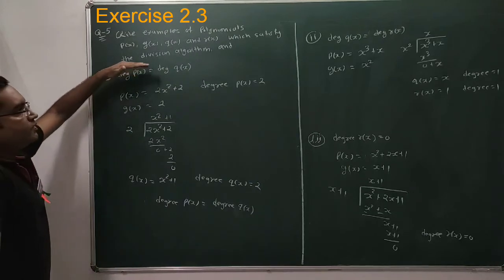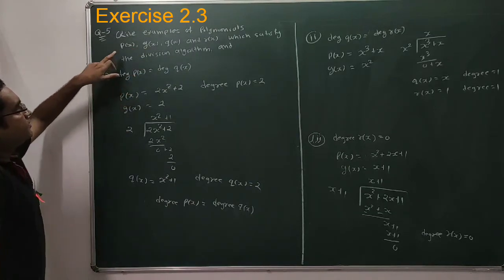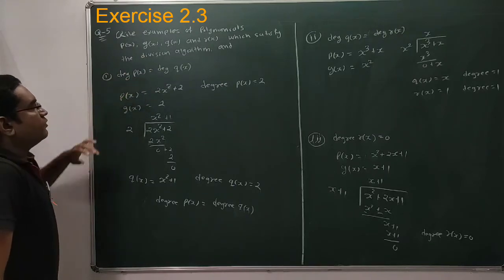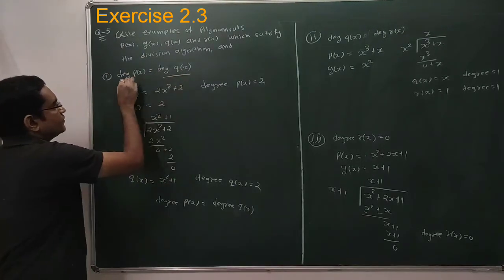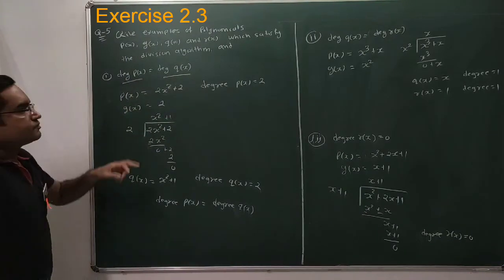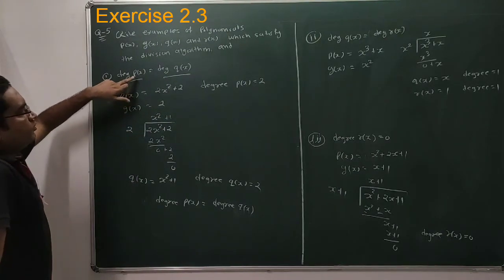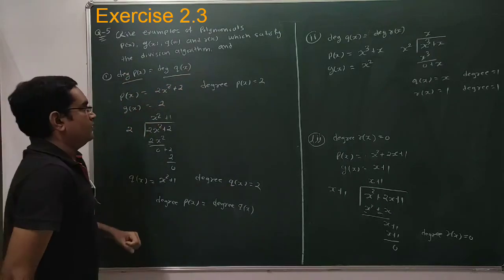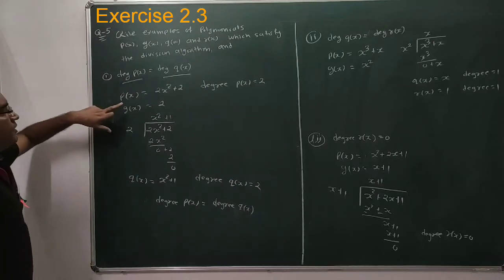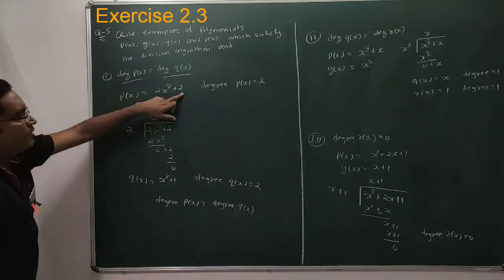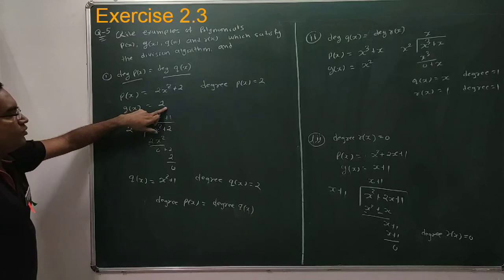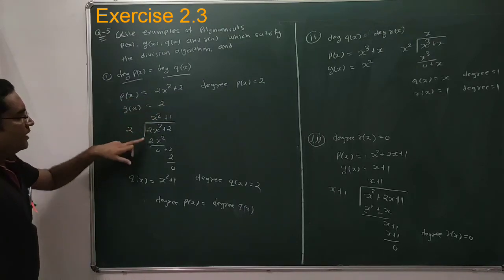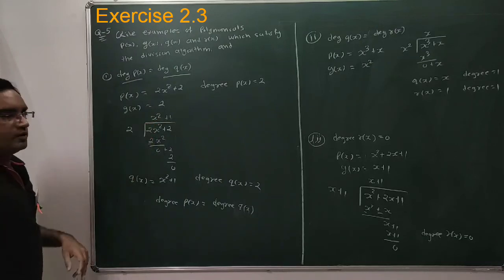So first one, division algorithm must be satisfied, and the examples of polynomial in which degree of p of x equal to degree of q of x. So what is p of x? Dividend polynomial. So degree of dividend polynomial must be equal to degree of quotient polynomial. So for that we have considered an example. Suppose p of x is 2x square plus 2, and suppose our divisor is 2. Consider the long division of this 2x square plus 2 and this 2. We are getting x square plus 1 as a quotient.